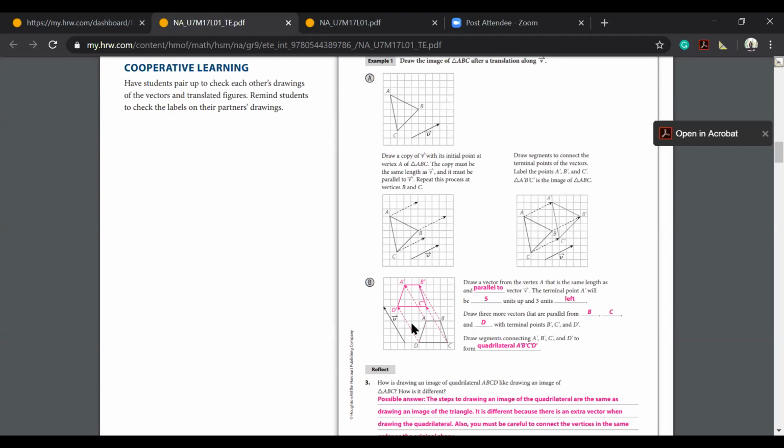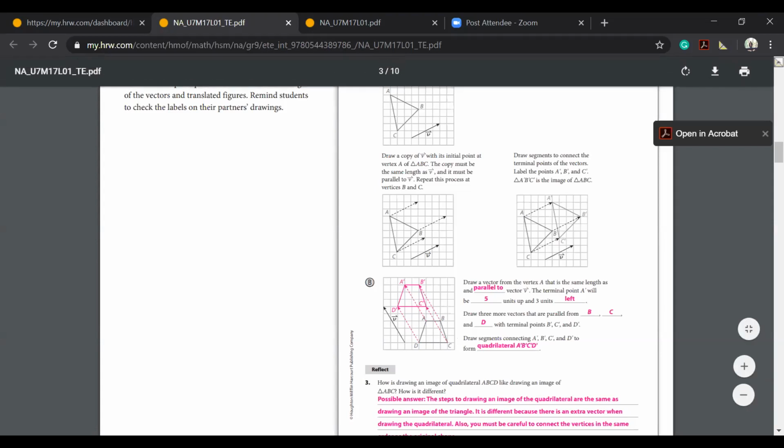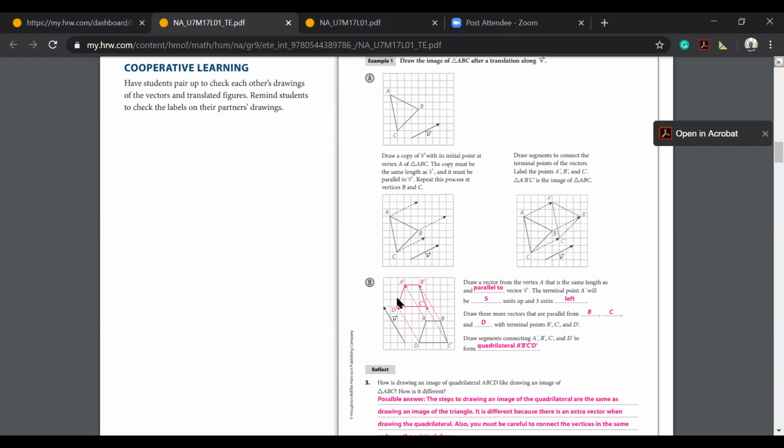You don't need to draw these dashed lines. This dashed line is just telling you that each point was translated along this line, which means DD prime, AA prime, CC prime, BB prime are all equal and are all parallel to vector V. You understand this? And this will be the result image.